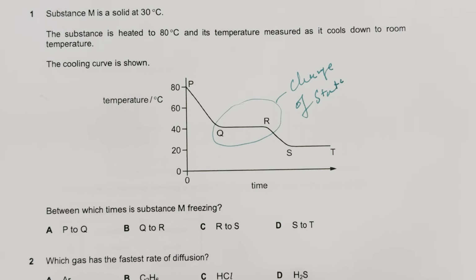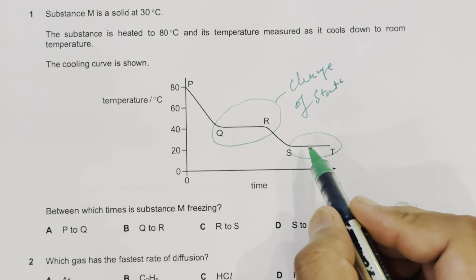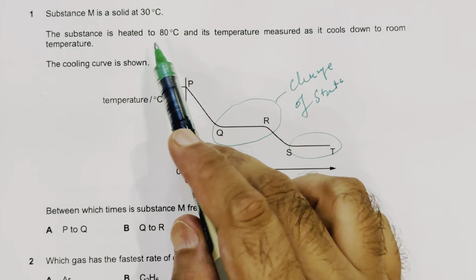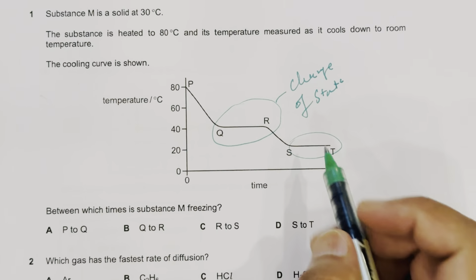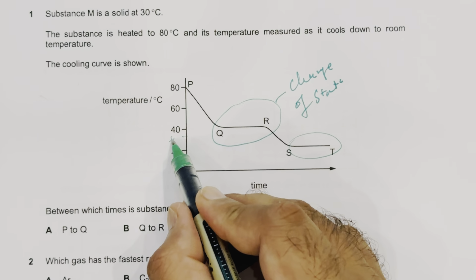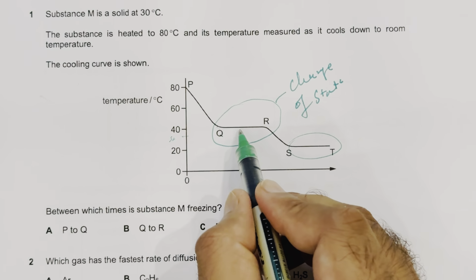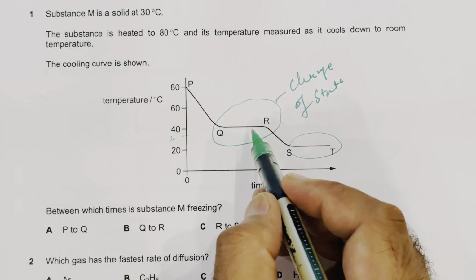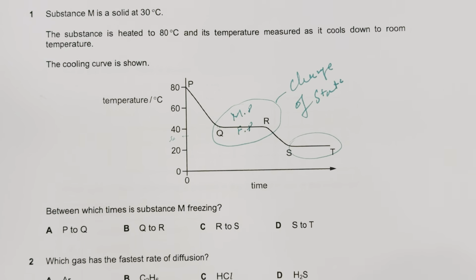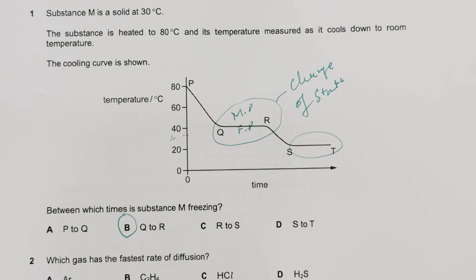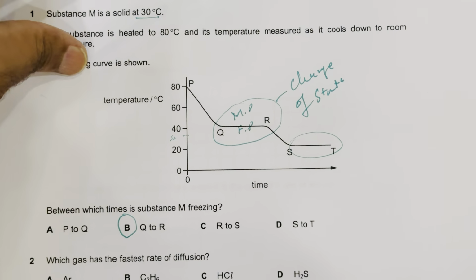Okay. We are required to find between which times the substance M is freezing. Substance M is solid at 30 degrees Celsius, which means over here it is solid. It means that this temperature is decreasing, and at this temperature it is its melting point, and it's also its freezing point. So this is the region between Q to R that is showing its freezing point, because at 30 degrees Celsius it is solid. Moving to question number 2.